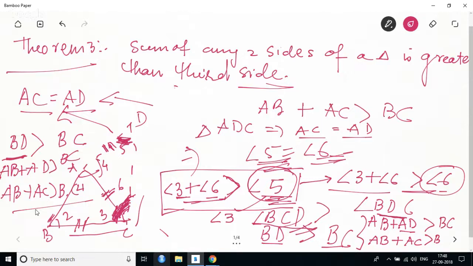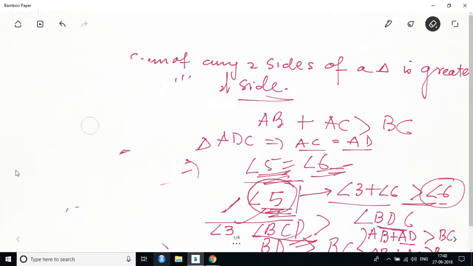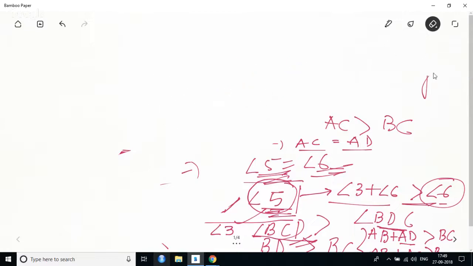Now let me move to a few questions. I'll take difficult questions from here so that you can solve those questions in your exam. I'm solving this question.